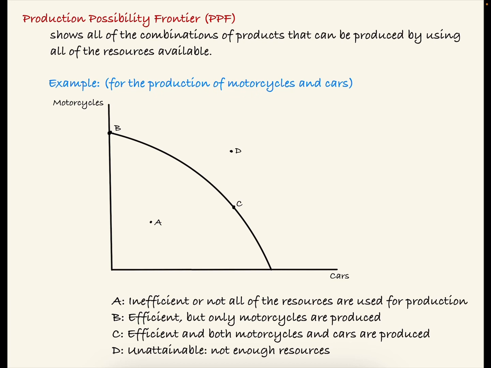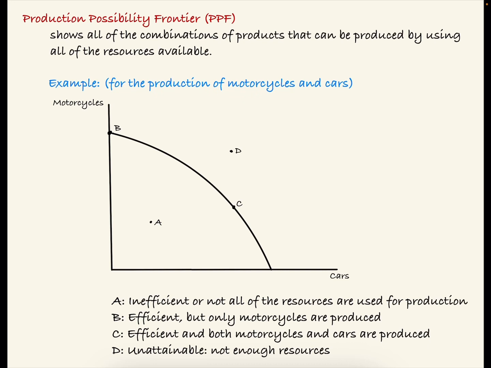Let's take a look at some points in our example. Let's take a look at point A. At point A, this is an inefficient use of resources, or not all of the resources are used for production. Now, points B and C both fall on the Production Possibility Frontier. Thus, points B and C are both efficient uses of resources. However, at point B, only motorcycles are produced, and at point C, both motorcycles and cars are produced.